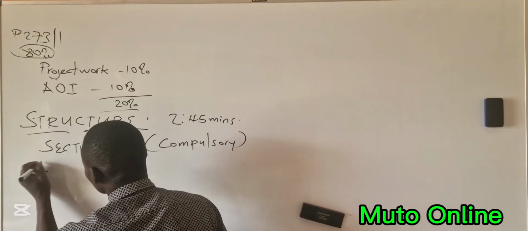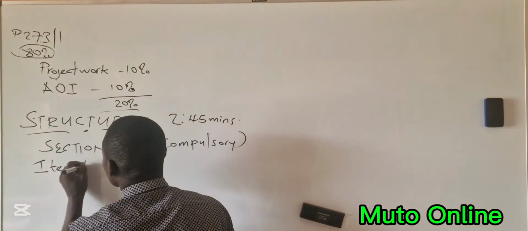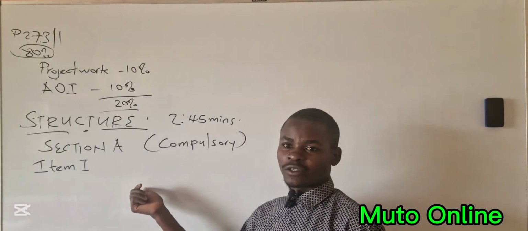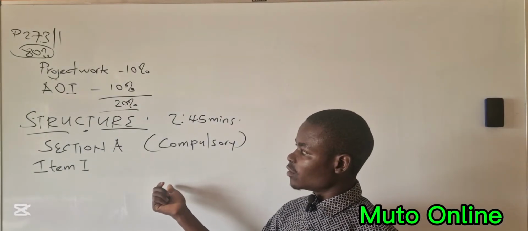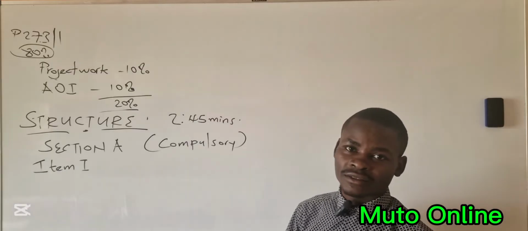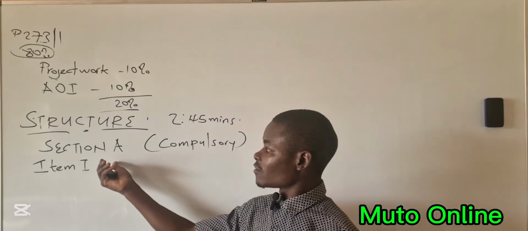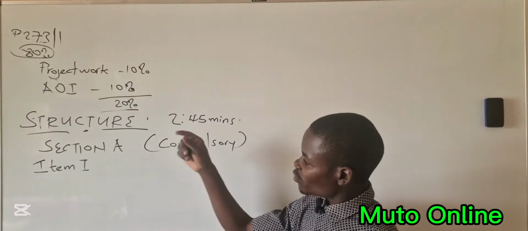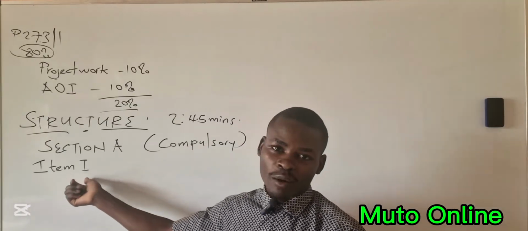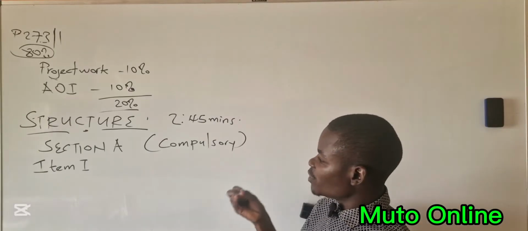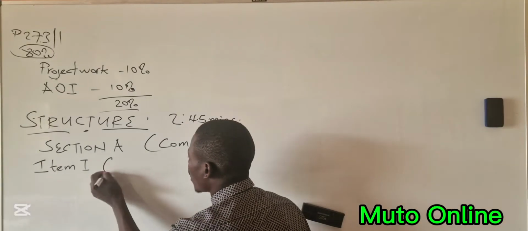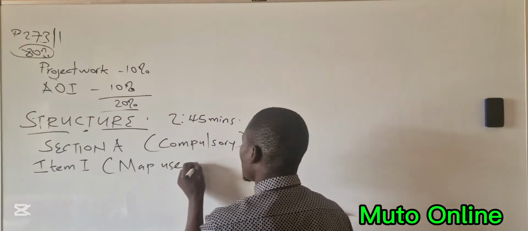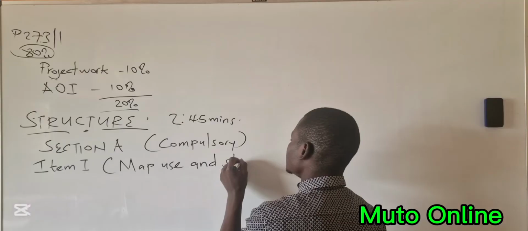So item 1. You know the good thing about geography: in section A, you're always assured of what is coming, because in section A, the 2 items, you know where they are coming from. Item 1 is, of course, map work. So you are required to have those skills of map work, map use, and skills.